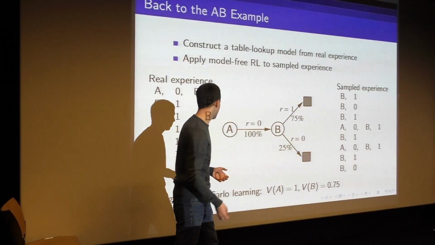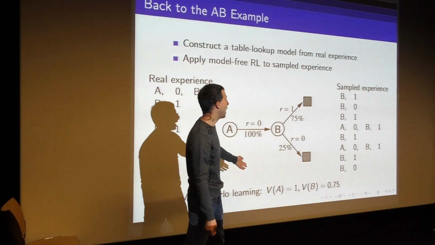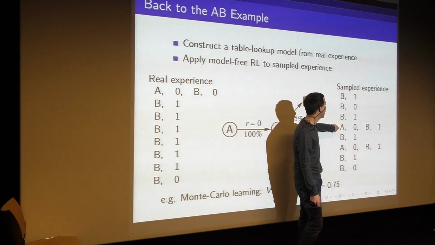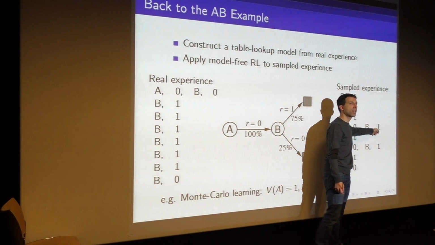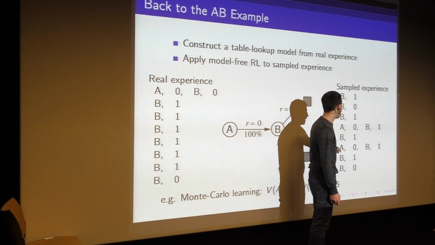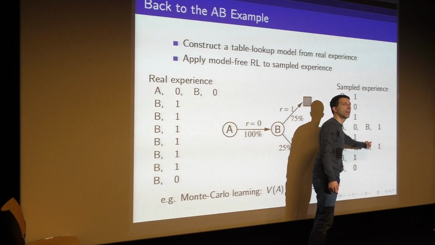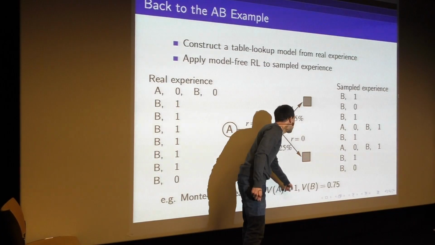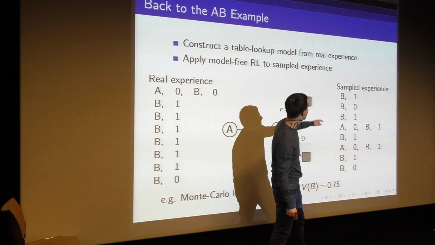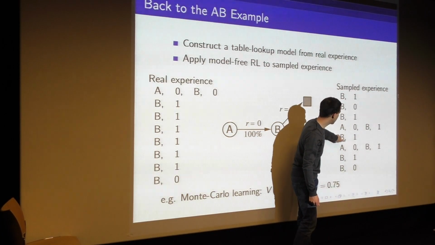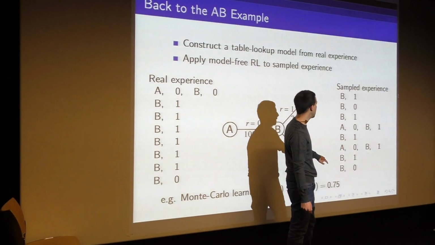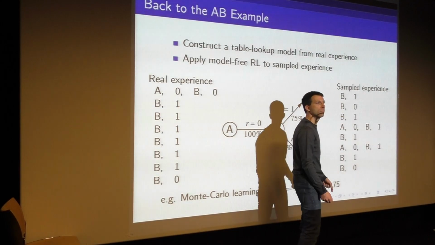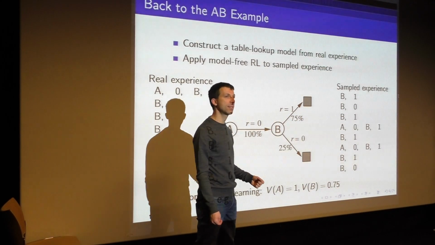If we did that, we would find that the value of A, what's the value of A over here? Well, I started off in A here, I ran a trajectory and I got a return of 1. Started off in A here, ran a trajectory, I got a return of 1. So from this set of samples, we would estimate that the value of A is 1, and the value of B would be, I've got 6 trajectories where B led to a reward of 1, and 2 trajectories where I got 0. So we would say the value of B is 6/8 or 3/4.